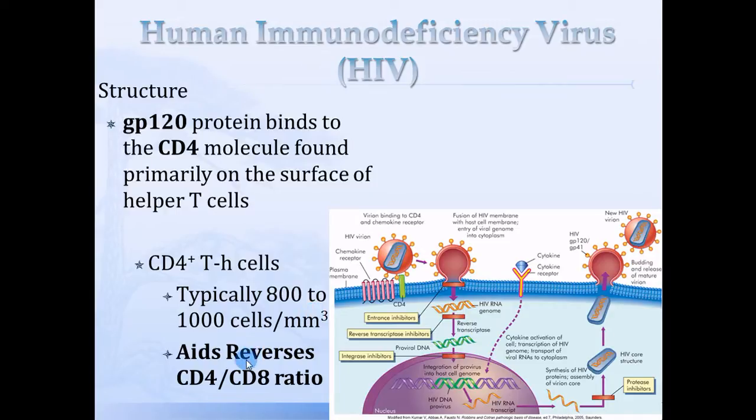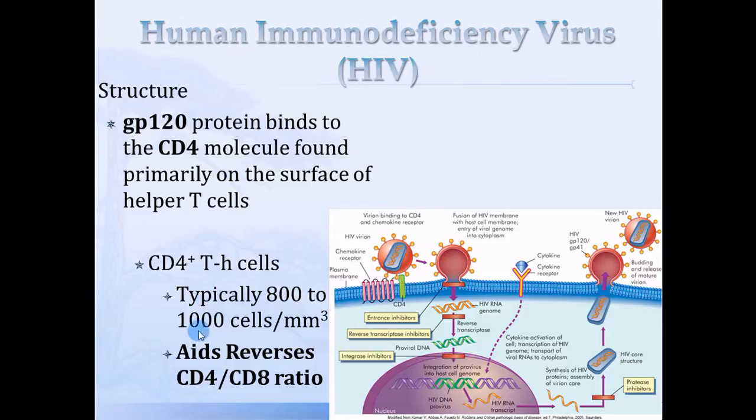When they talk about reversing the ratio, normally you have about 800 to 1,000 T helper cells, but you have about 400 to 1,000 of the CD8 cells. Normally it's a 2-to-1 ratio. 2 T helpers for every cytotoxic. Right? When this reverses, and there are about 2 cytotoxics to every T helper, then it's a sign you might have HIV or at least some immunosuppressive problem.